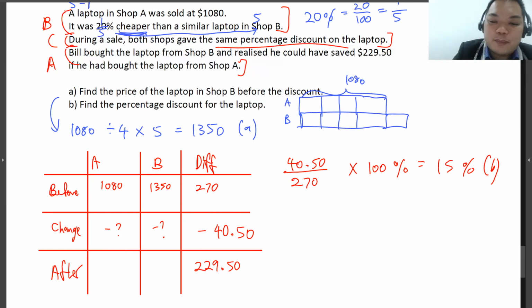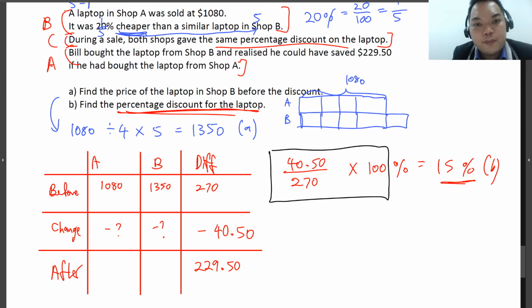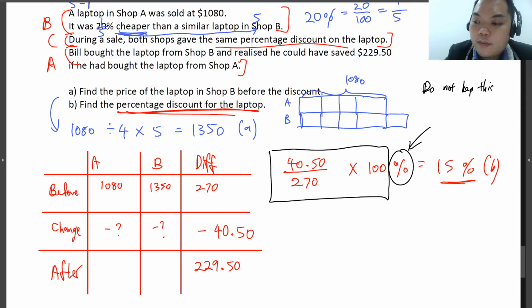So the percentage discount for the laptop has to be 15%, because you're finding out the discount divided by the original difference multiplied by 100%. And now here's one thing I need to emphasize. When you key this into your calculator, okay, leave this out. Because the calculator always takes 100%.